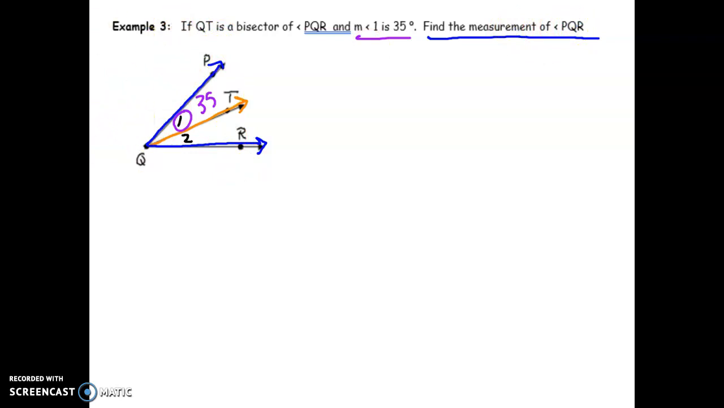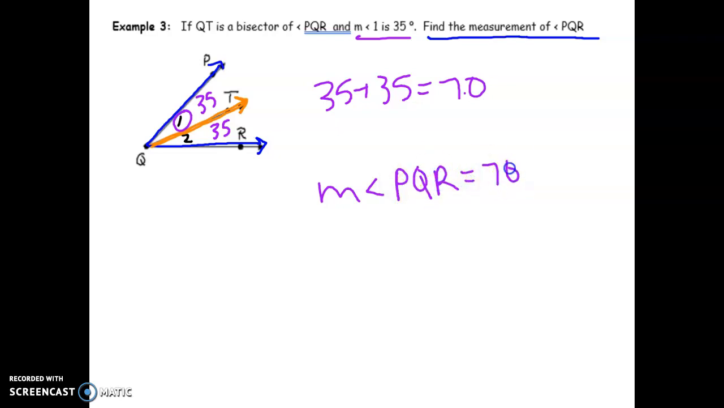So again, because we know that the orange QT is a bisector, think about it. If person number 1 got slice 1, it's 35. Person number 2, to be fair, should also get 35. So putting those two together, that would tell us the measurement of PQR, which is 35 plus 35, which gives you the value of 70. So the measurement of PQR is equal to 70.